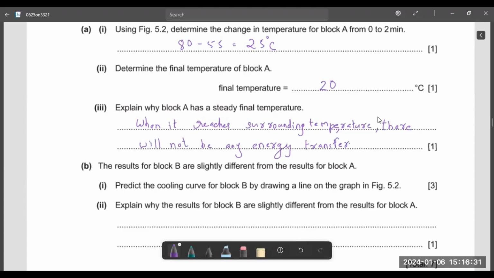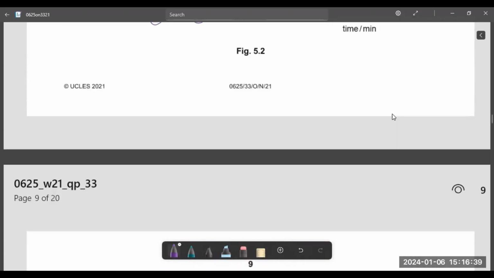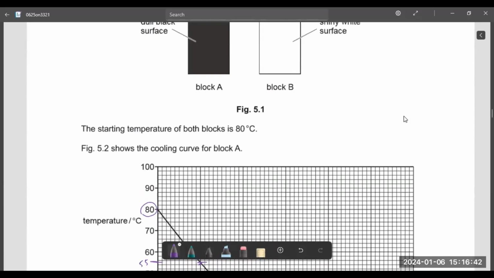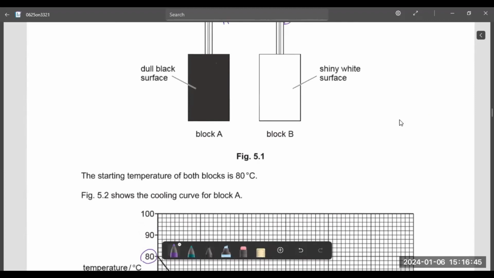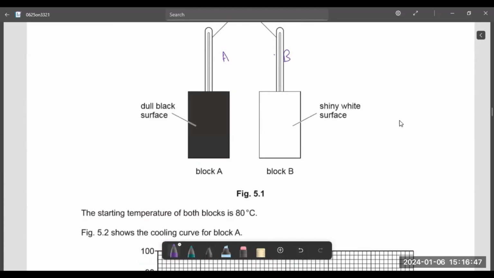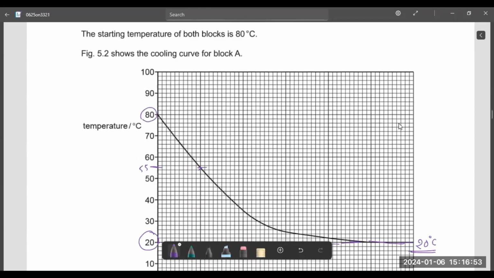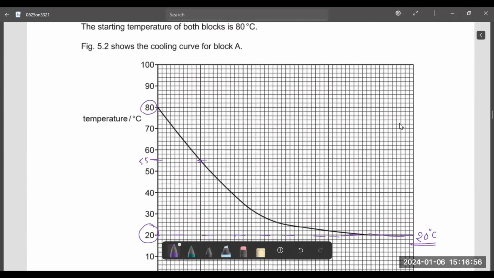Next, the results for block B are slightly different from the results for block A. Predict the cooling curve for block B by drawing the line. So we need to predict the cooling curve. Actually, black objects have high emission. As a result, the black body will cool down relatively faster compared to the white block. So the cooling rate of white will be less than black. So we can just draw a line that is just above the graph of block A.